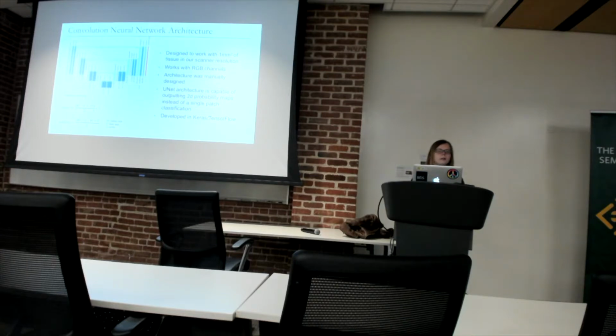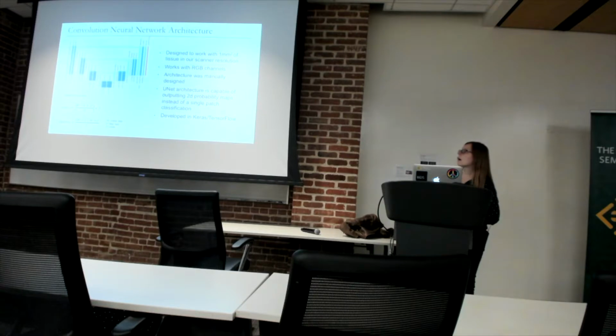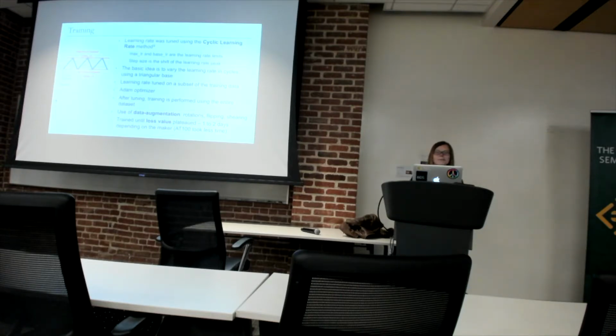So that's the network that I'm using. It's a UNet-based network, but not the original UNet that was published in 2015. It's a version designed to work specifically with 1 square millimeter of tissue from the scanner, and it's also made to work with RGB information. It was developed in TensorFlow and Keras. For training, I'm adjusting the learning rate using the cyclic learning rate trick.